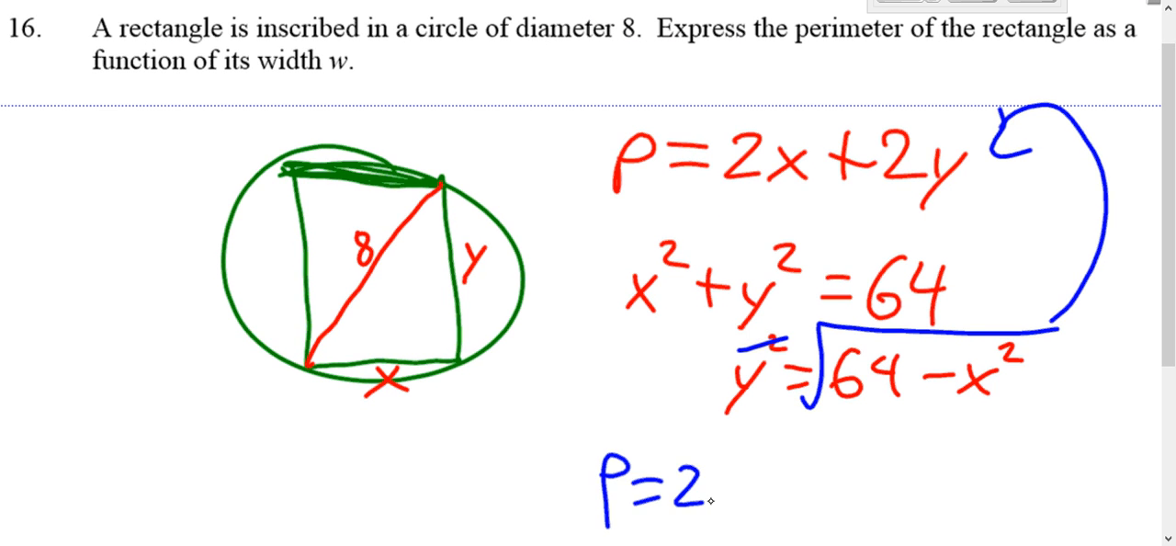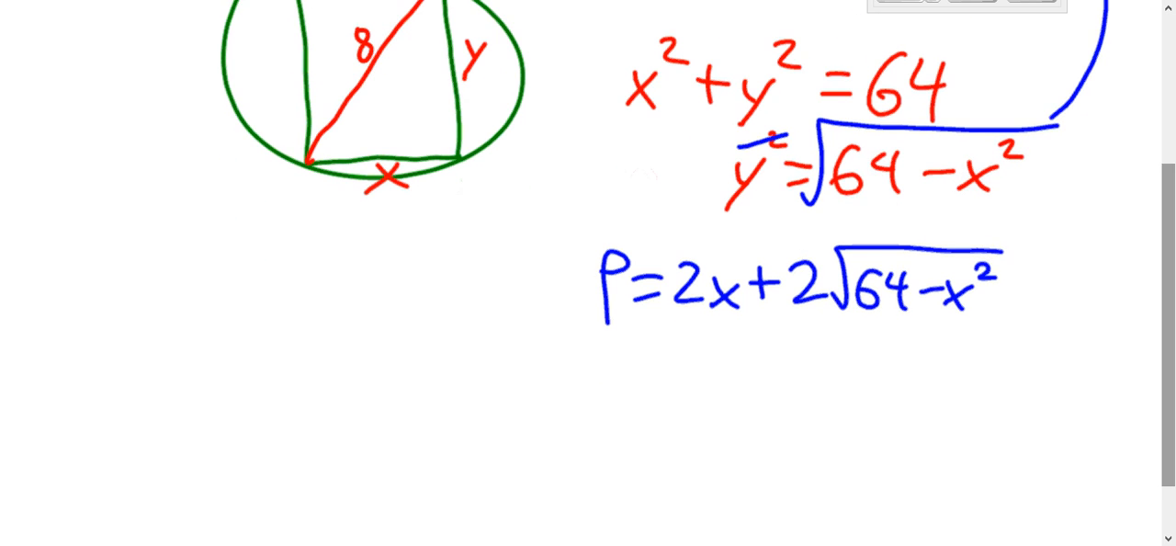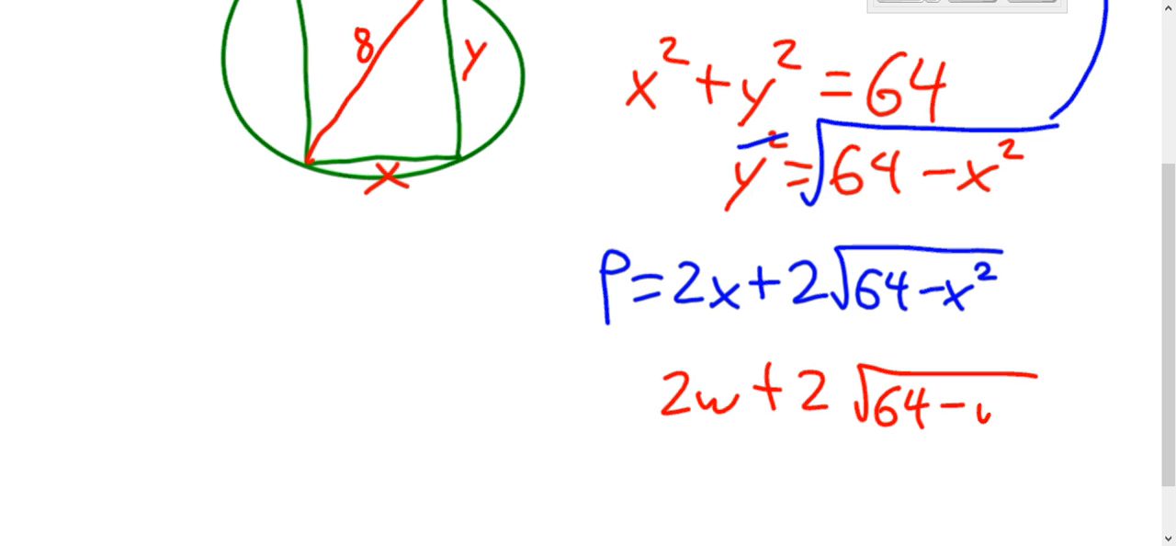Perimeter equals 2x plus 2. Instead of y, we put the square root of 64 minus x squared. And then, since I used x's and the directions say to use y or w, I just got to change those to w's. 2w plus 2 square root of 64 minus w squared.